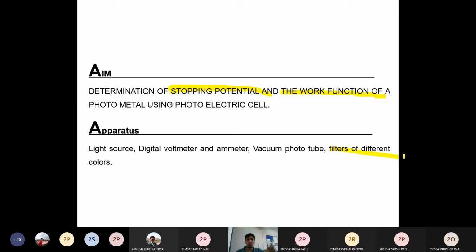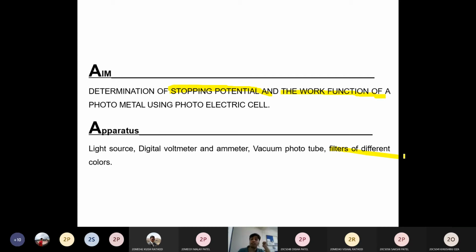Like there is a red color filter and a blue color filter. So with different types of filters we can change the frequency. Now for every frequency, that potential difference, that negative voltage, is different in order to get zero current.